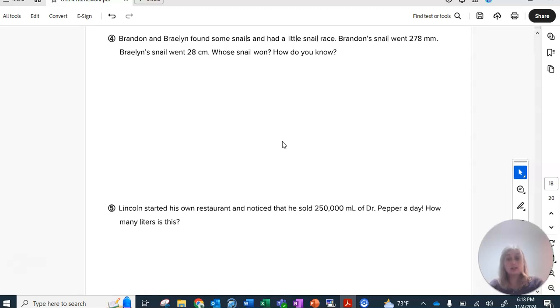Number 4, Brandon and Braylon found some snails and had a little snail race. But of course, what else would you do with snails? Brandon's snail went 278 millimeters. Braylon's snail went 28 centimeters. You know the idea. Millimeters to centimeters. Change one of those boys to the same unit as the other one, and then tell me whose snail won. Also, for winning, you want to think about who went farther, who had the longer number.